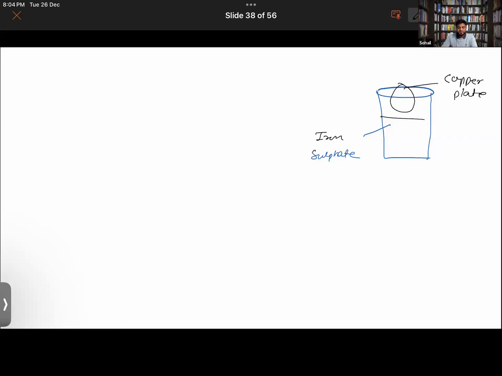Now let's say there's a student who has done what? A student took a piece of burning charcoal. Charcoal, you all know what charcoal is? Burning charcoal, right? It looks like carbon, but it is slightly different from carbon because it is burnt in the absence of air.